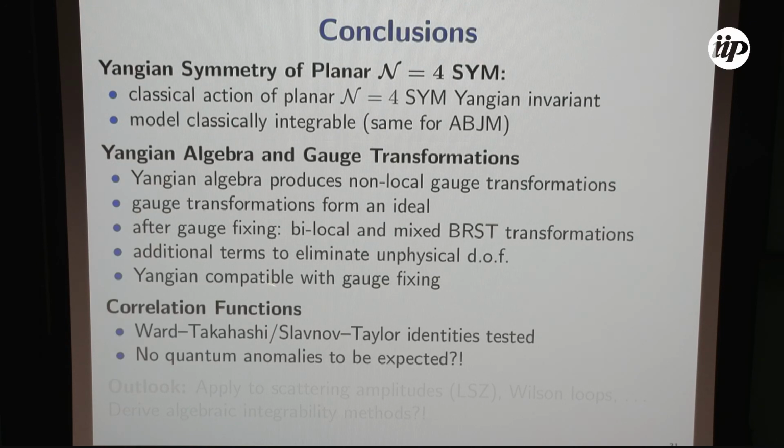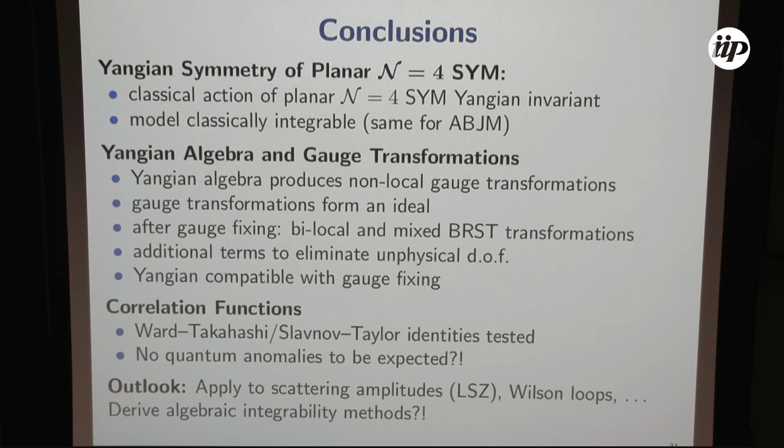This part of the talk I've skipped, but I've shown you that due to this invariance of the action, you get certain Ward, Takahashi, or Slavnov-Taylor type identities, and these we've tested by looking at particular correlation functions with a few external legs. And of course, you should consider quantum anomalies. We don't expect them, but it would be good to show more rigorously that you cannot have such quantum anomalies. And then, of course, you can try to apply it to different objects like scattering amplitudes, Wilson loops, and maybe also derive some of the algebraic integrability methods through the existence of this Yangian symmetry.